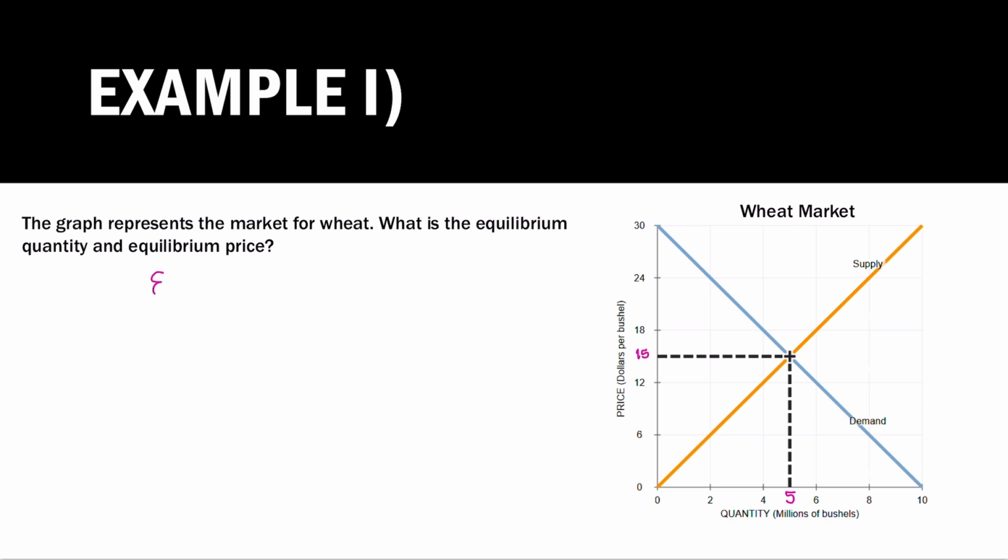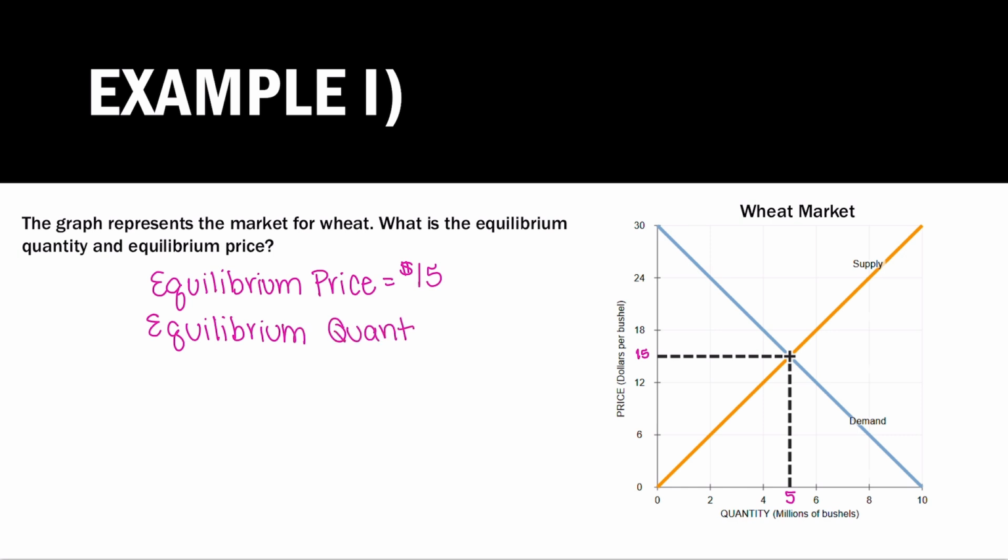So our equilibrium price is $15. And our equilibrium quantity is 5.